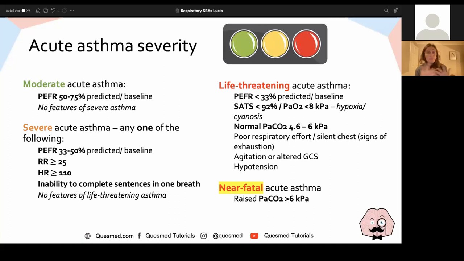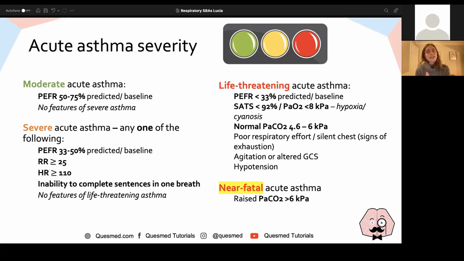Well, they might become hypoxic with SpO2 of less than 92, but you still have a normal CO2. And in fact, a normal CO2 isn't reassuring in these patients because they have a high respiratory rate if it's a severe attack, which means they should be hyperventilating. And the fact that they're becoming hypoxic with a normal CO2 means the patient is tiring out. There might be a silent chest, which is another one of those horrible things you hope to never hear. And because they're hypoxic, the patient might start becoming agitated with some altered GCS perhaps, or hypotensive. So you start getting signs of hemodynamic instability.